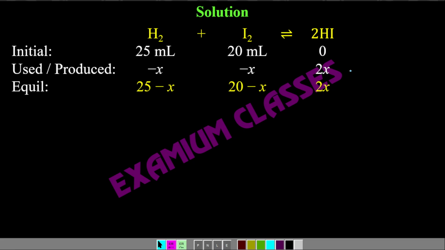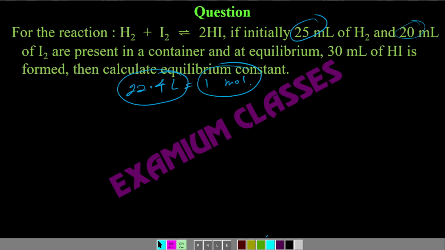So at equilibrium, now we know that these are the concentrations. These concentrations obviously are in terms of volume. According to the question, at equilibrium, the hydrogen iodide produced is 30 ml. I'm going back just to show you the question. 30 ml.